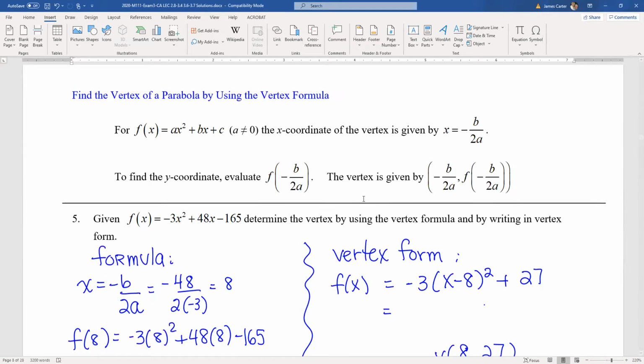Find the vertex of a parabola by using the vertex formula. Here's the vertex formula, the first part of it. We've already talked about this, negative b over 2a. That finds the line of symmetry, and it also finds the x value of the vertex. Then you substitute that into the equation to get the y value.